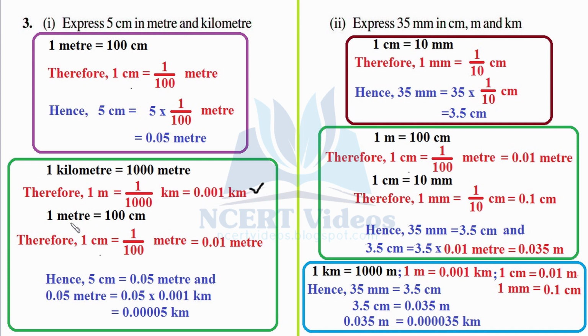Done. Now, we also know 1 meter equal to 100 centimeter. The same thing here. It means 1 centimeter equals 0.01 meter. The same thing is here. Now, why have we taken 2 things? Because we have to move towards 2 units of measurement. So first of all, we are at 5 centimeter.